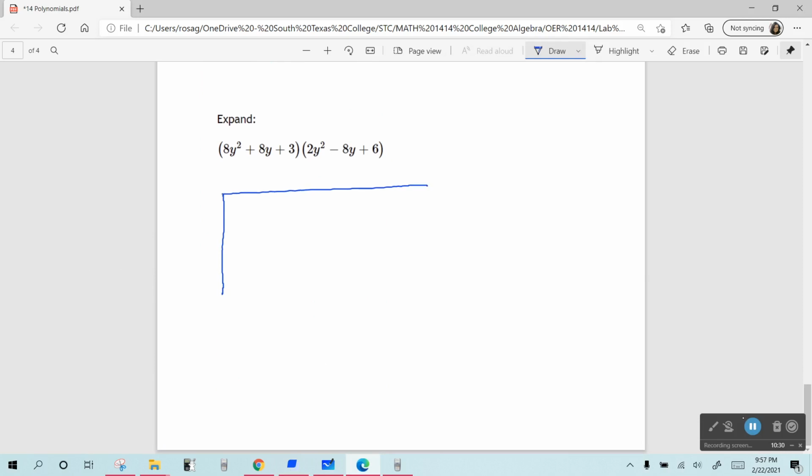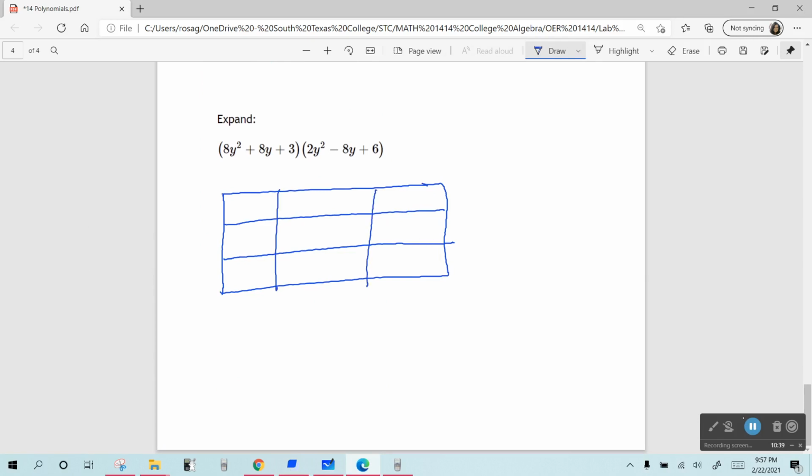So now in this one, I'm going to do 3 and 3. I went overboard a little bit with the rectangle. They're a little big. But I'm going to put 8y squared, 8y, 3. 2y squared minus 8y, 6. Don't forget to put the signs. Like if it's negative, if it's minus, put the minus there. Okay, there goes the multiplying.